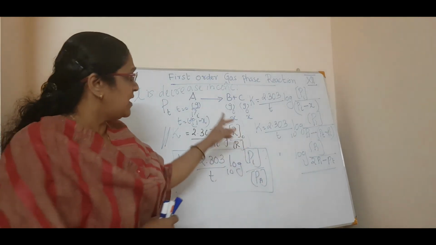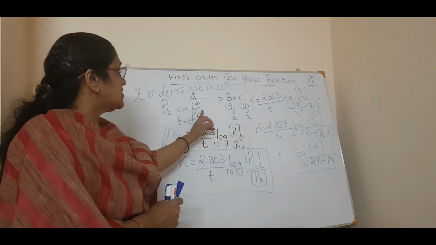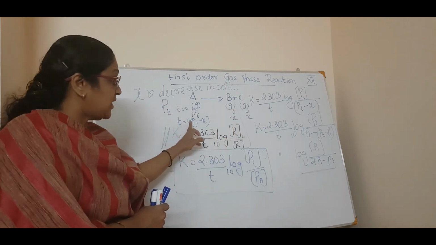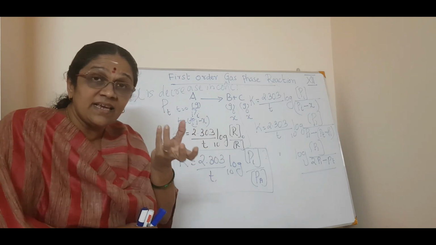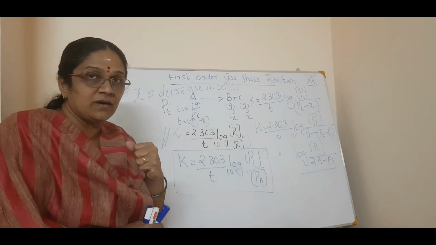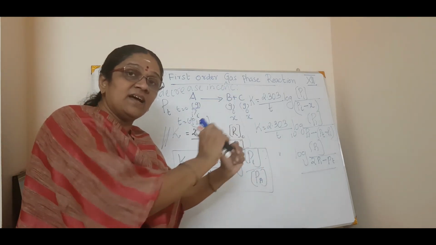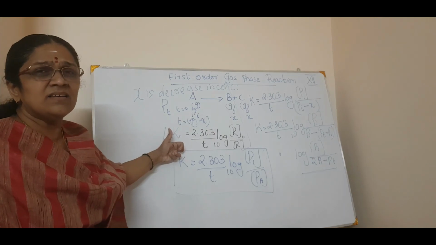It's very simple. Just take this equation, A plus B giving C. At time t is equal to 0, Pi is the initial pressure, and 0 and 0 for the products. At time t, Pi minus x. What is x? x is the decrease in pressure. Whatever is the decrease, that must be the increase on the product side. So x and x. Now just apply the funda equation.